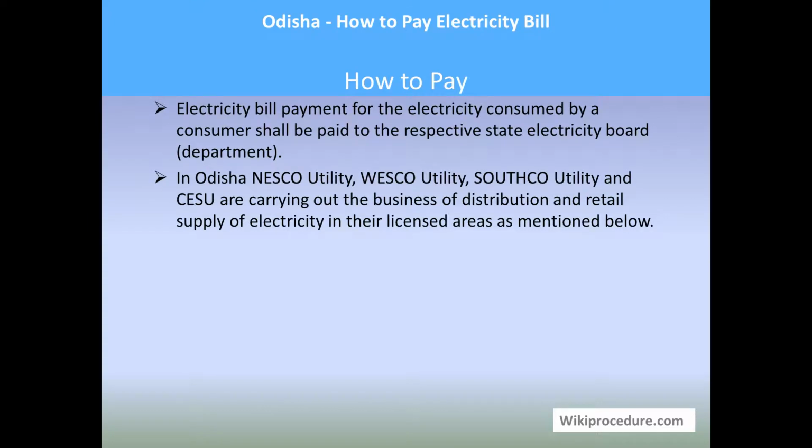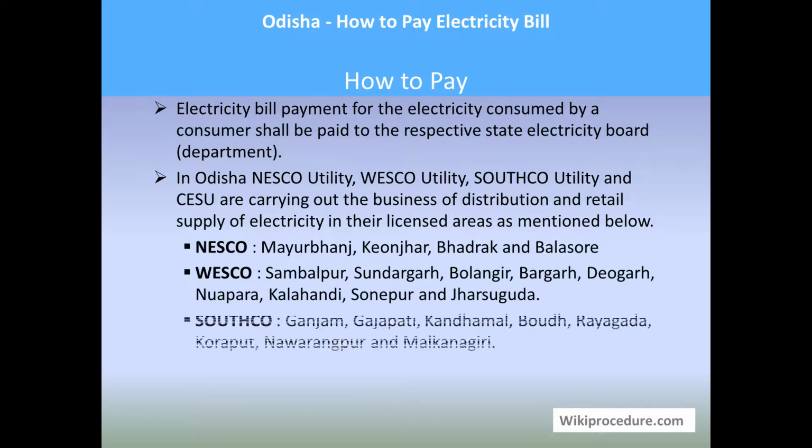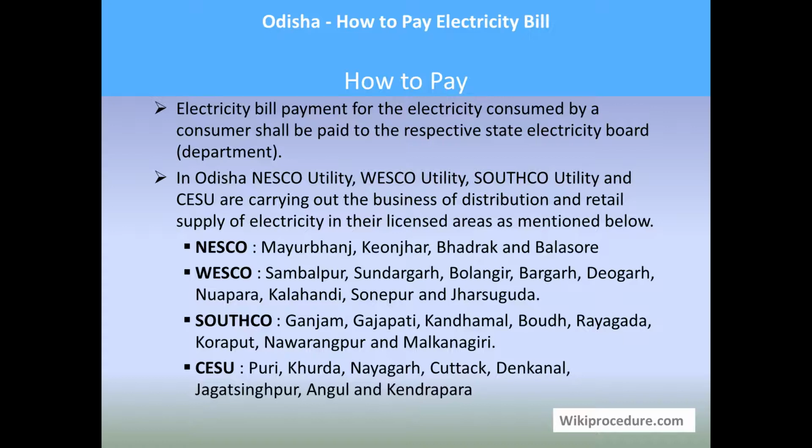Let us see how to pay in Odisha for this electricity bill. Electricity bill payment for the electricity consumed by a consumer has to be paid to the respective electricity board. In Odisha, NESCO Utility, WESCO Utility, Southco Utility and CESU are carrying out the business of distribution and retail supply of electricity for their residents and the users. Similarly, the areas where these utilities operate are provided here. So, go through these details for your convenience.